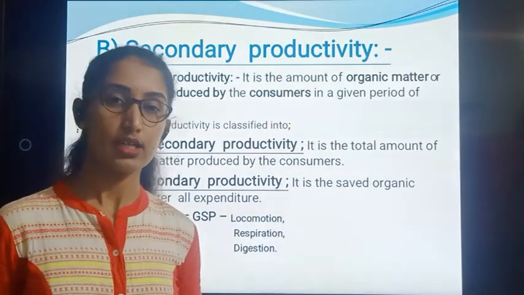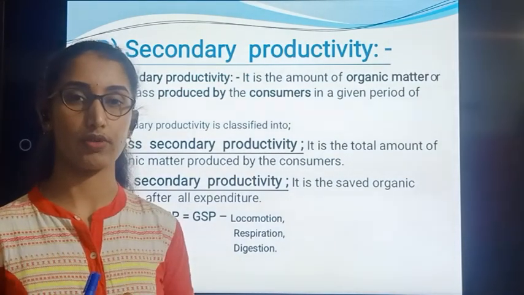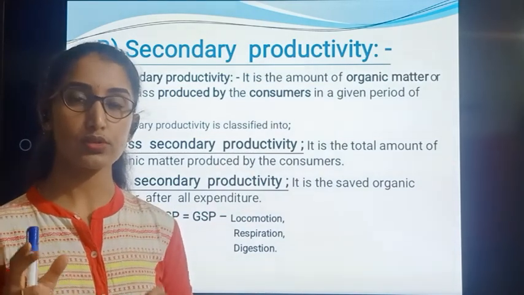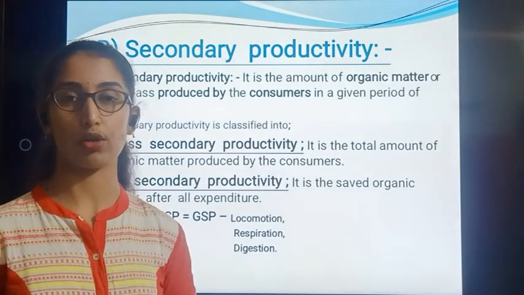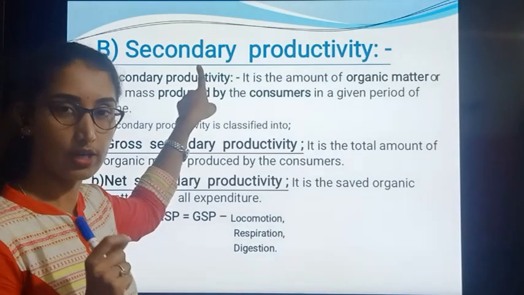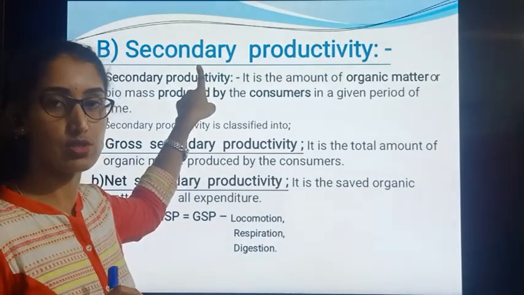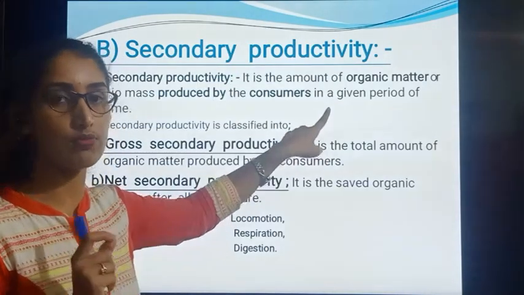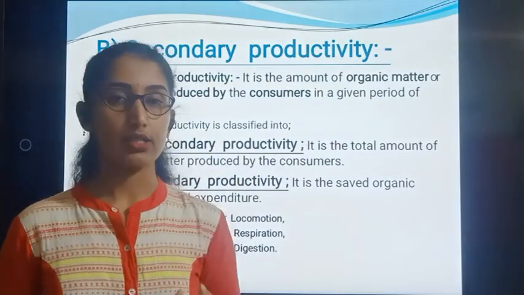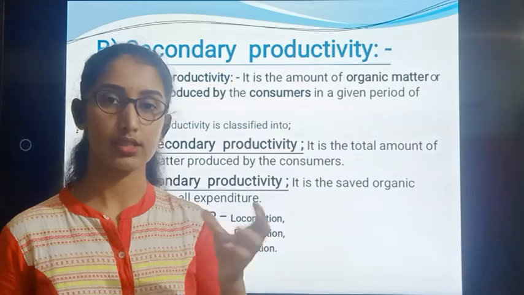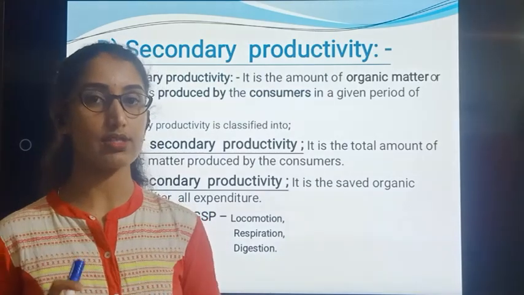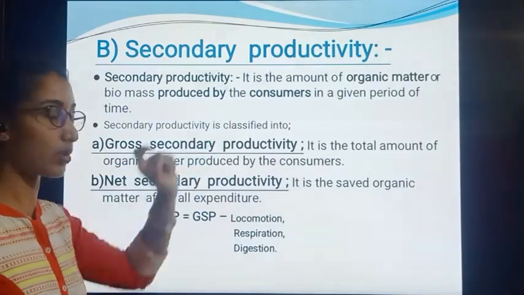In the previous class, we discussed primary productivity. Primary productivity means the amount of organic matter produced by the producers in a given period of time. In the same way, secondary productivity means the amount of organic matter produced by the consumers in a given period of time. If the organic matter is produced by producers, that is primary productivity. If it is produced by the consumers, that is secondary productivity.